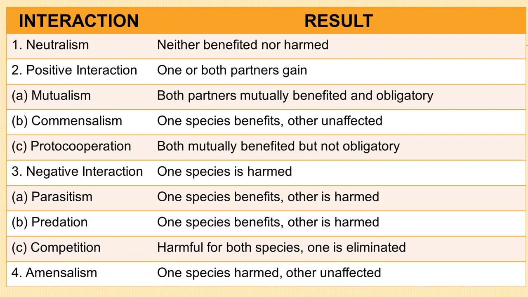Negative interaction, where one species is harmed. Parasitism: one species benefits, other is harmed. Predation: one species benefits, other is harmed. Competition: harmful for both species, the adversely affected one is eliminated from the community. And finally, amensalism, one species is harmed, other remains unaffected.